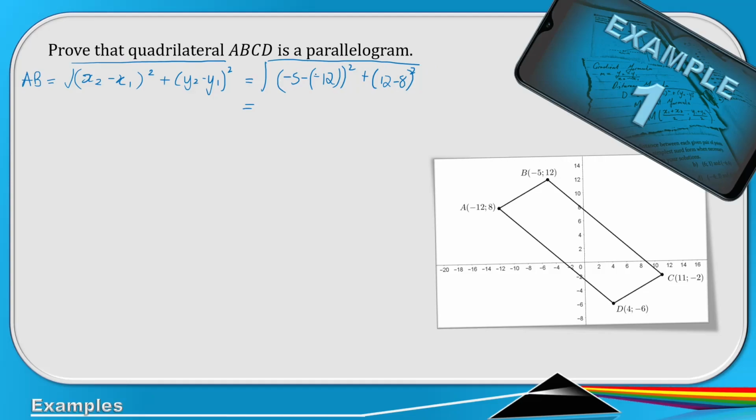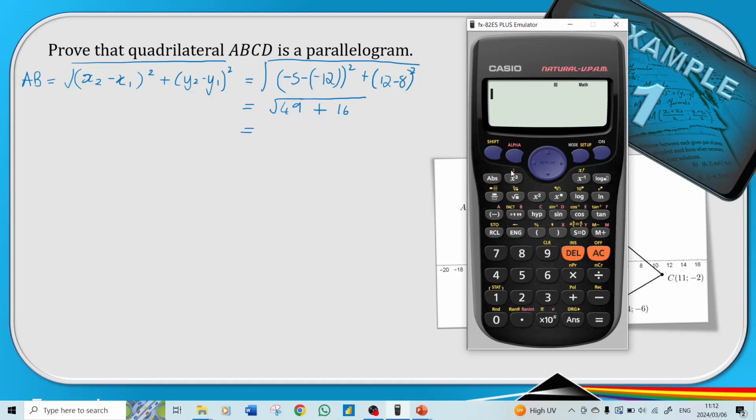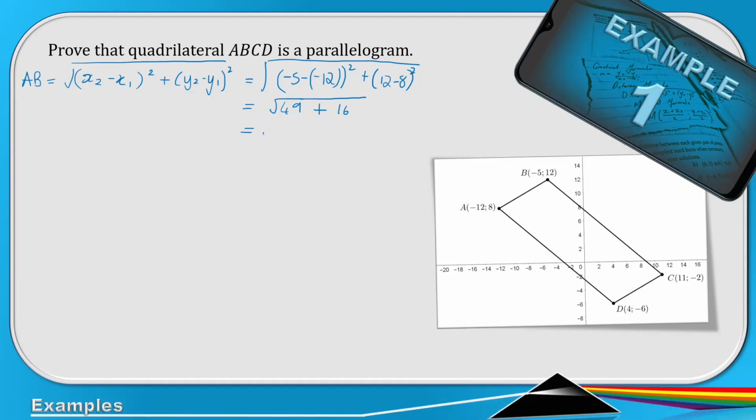So we've got minus 5, this becomes a plus. So minus 5 plus 12 is 7, and 7 squared is 49. And then plus the 12 minus 8 is 4, and 4 squared is 16. So 49 plus 16. And then if we put that on the calculator, the square root of 49 plus 16 is equal to the square root of 65. Okay.